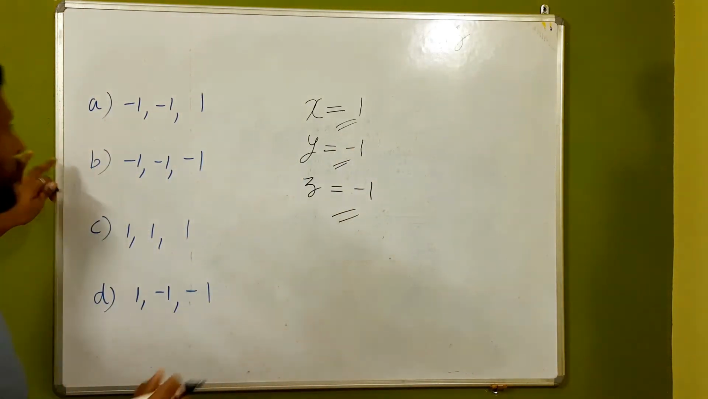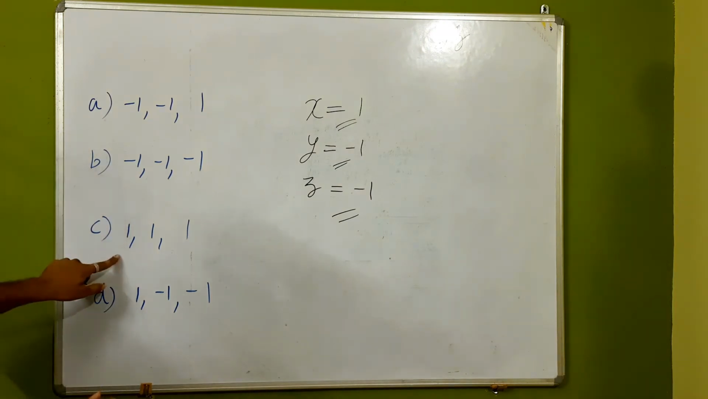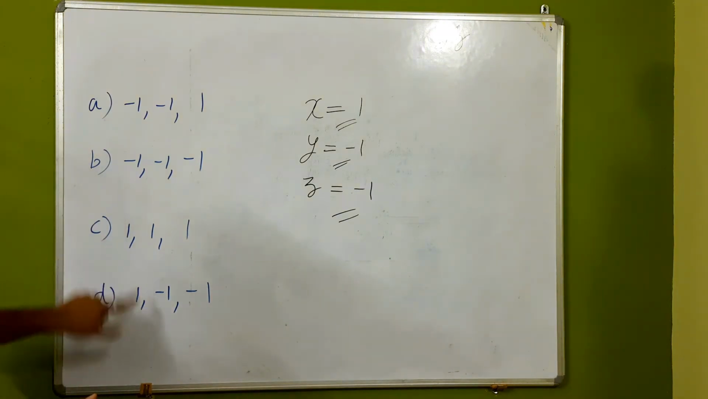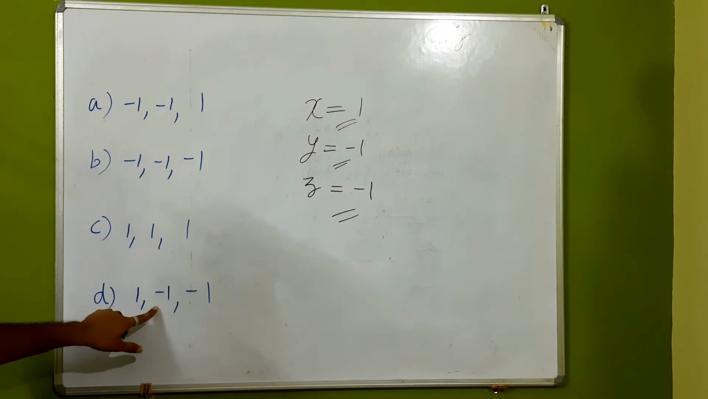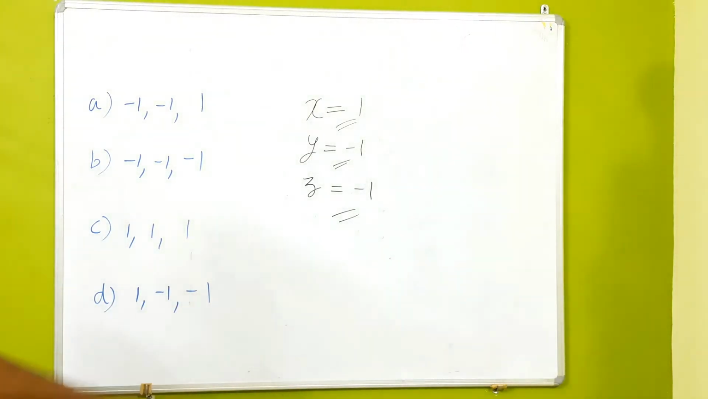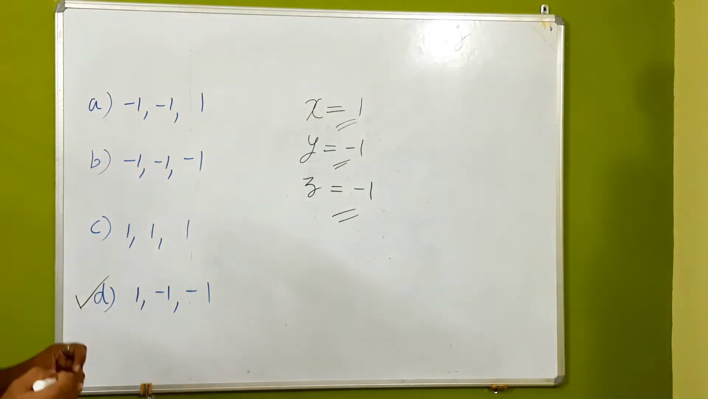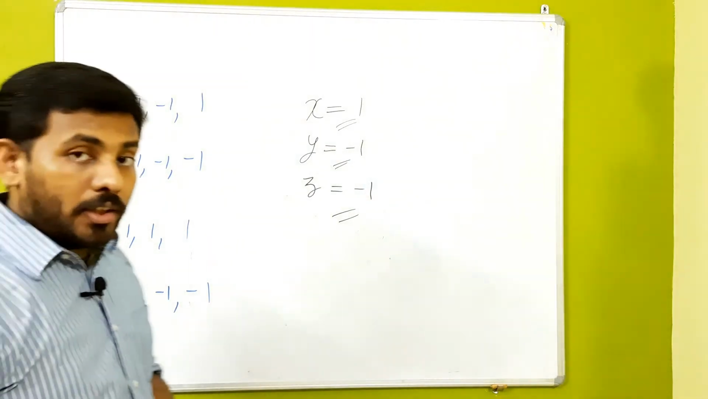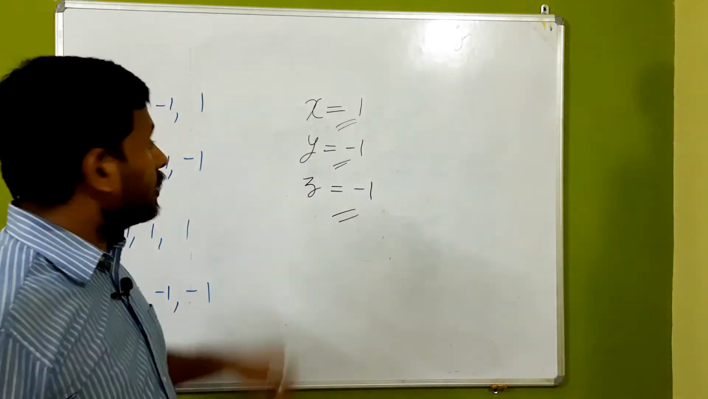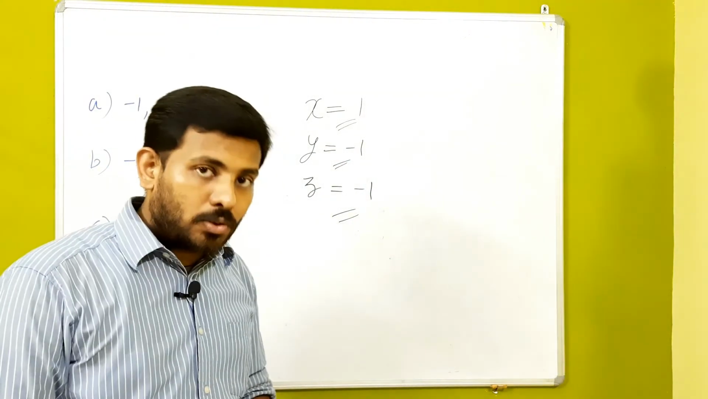So let's check the options. X is equal to 1, y is equal to minus 1, and z is equal to minus 1. So option D is the correct answer. I hope you understood this question. So let's move to the next question.